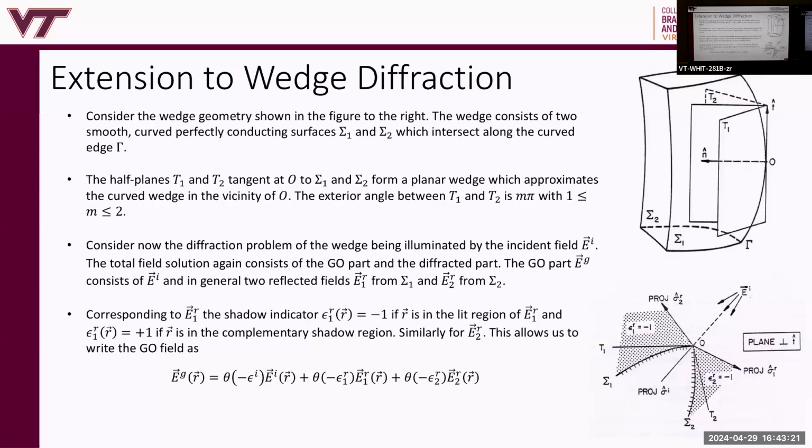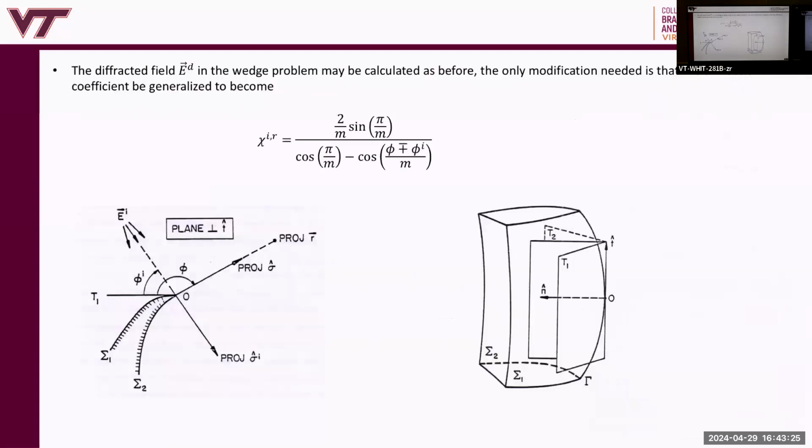But you may only illuminate one face, which is the situation here, for example. So here we have the incident field illuminating only sigma 1. So here's a different kind of wedge. We have sigma 1 and then sigma 2 like that. So that's the wedge, right? And we have an incident field illuminating this. Here's our planar wedge approximation, T1, and T2 probably goes like that, but I'm not showing it. And we have some incident plane wave illuminating that. So you might only have one reflected field, right?